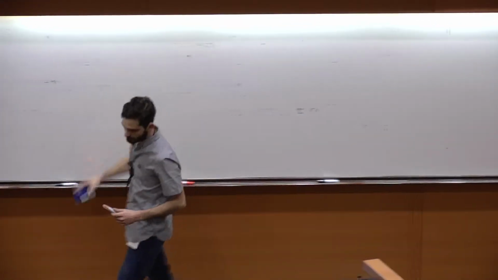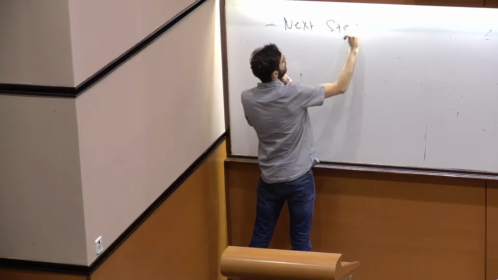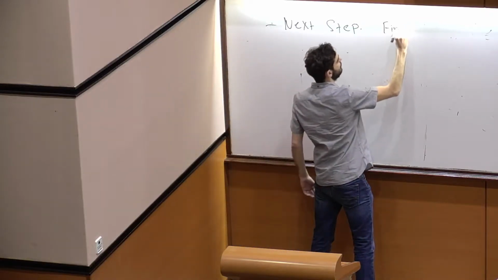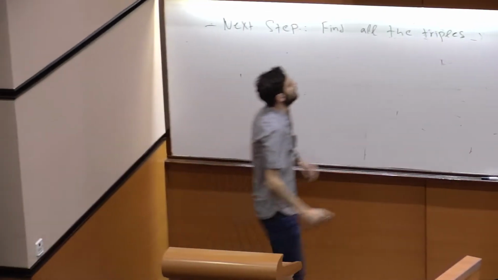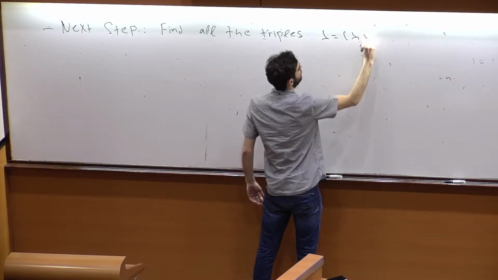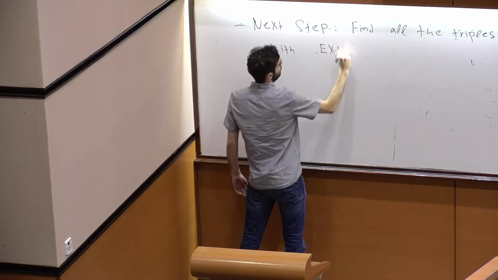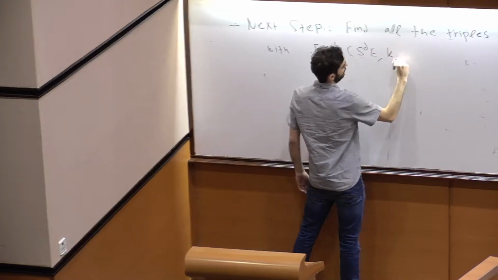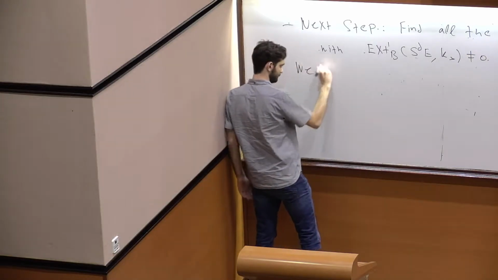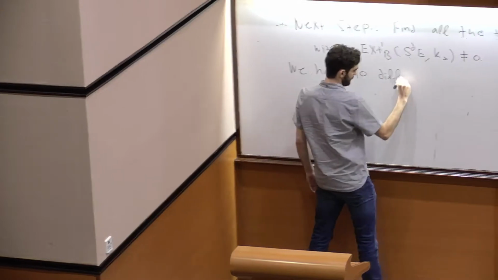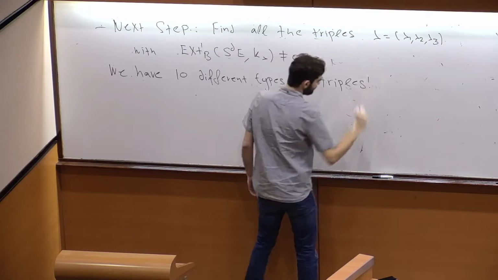You don't know anything about it yet. So the thing was that it took this long period to talk about the next step: find all the triples. This is how we refer to them: lambda, lambda 1, lambda 2, lambda 3, where this will be non-zero. And there are 10 types with this property.